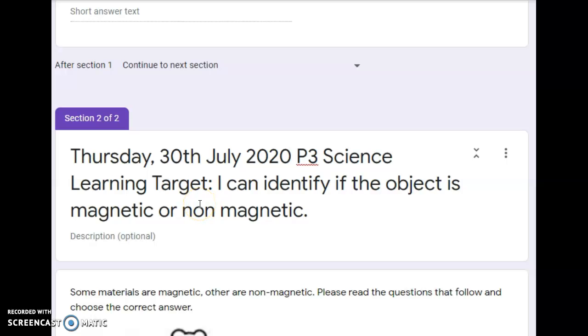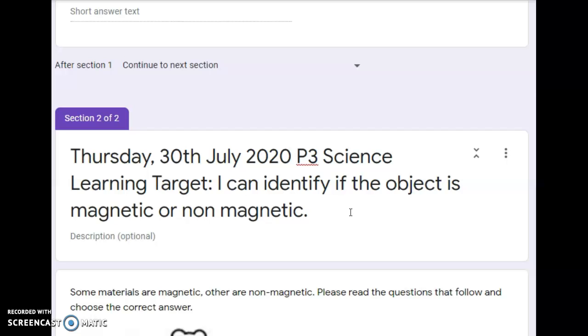So our learning target for today is: I can identify if an object is magnetic or non-magnetic. When we say magnetic, it means that when you put that object to a magnet, it will stick. When we say non-magnetic, these are things that will not stick when you connect or put them with a magnet, right? So we talked about this already, and I'm pretty sure that you already understand.